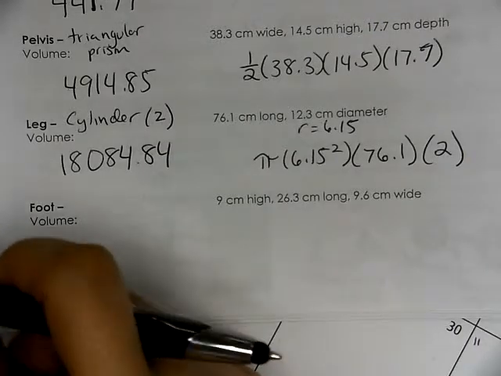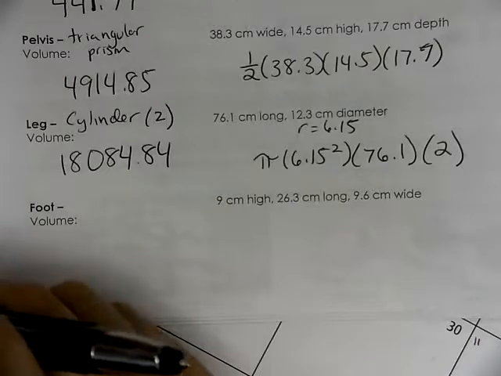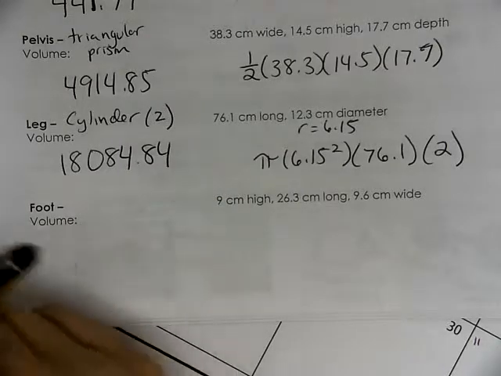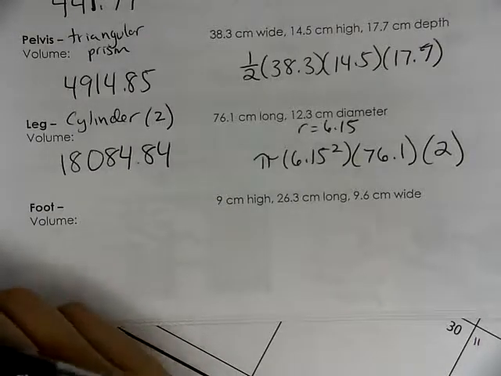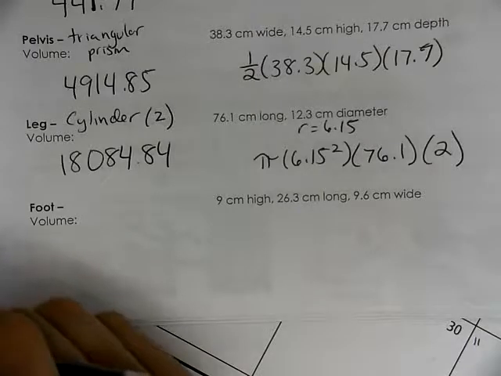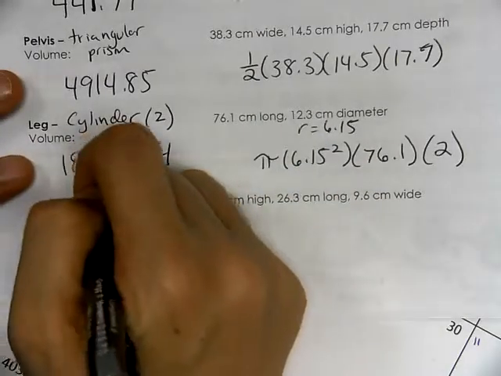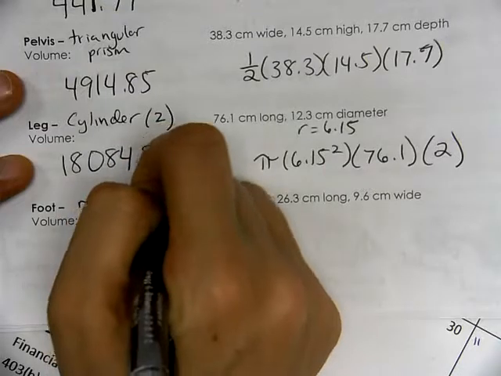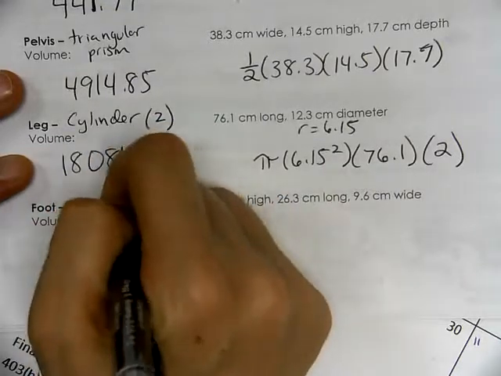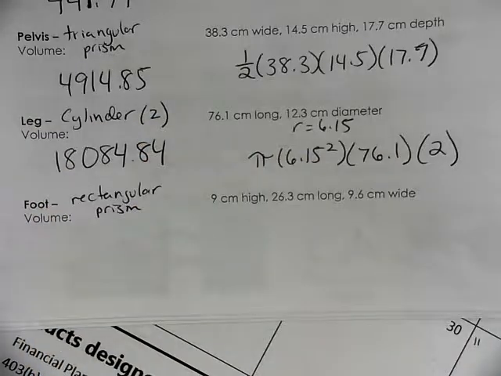What do you think his feet are? Nope. What? No, close. It's a prism. Yeah. You said cylinder. Oh, I didn't hear that. I heard cylinder.